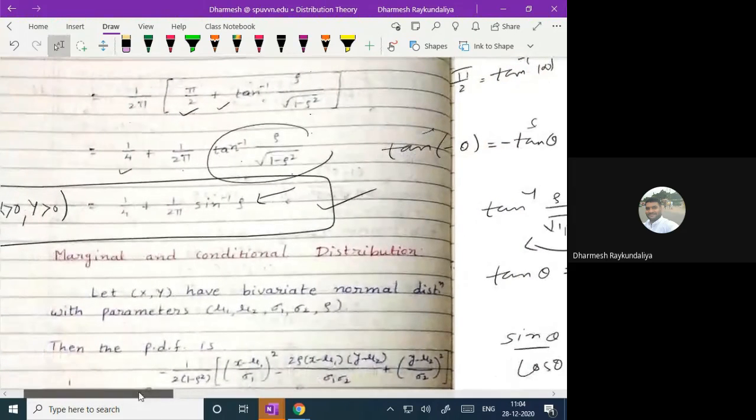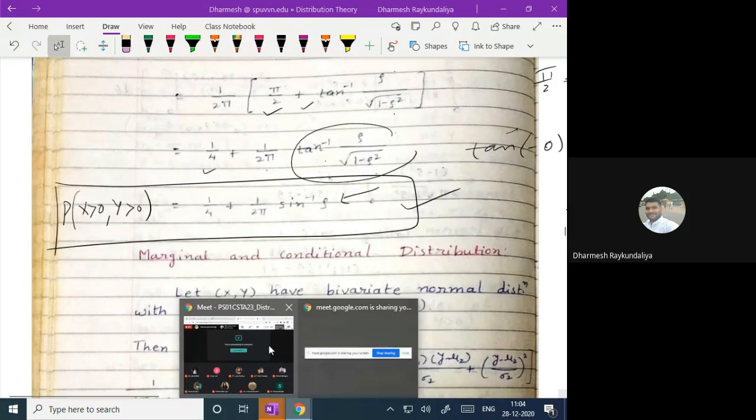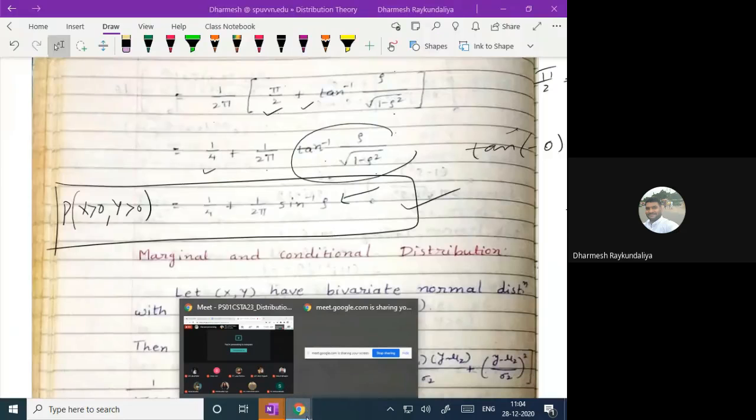Now we are given that both x and y have the joint bivariate normal distribution. Now I wish to find out the distribution of x and the distribution of y, that is, the marginal distribution of x and y. I will show that the marginal distributions of x and y are also normal. And similarly, we will find out the conditional distribution of x and y.